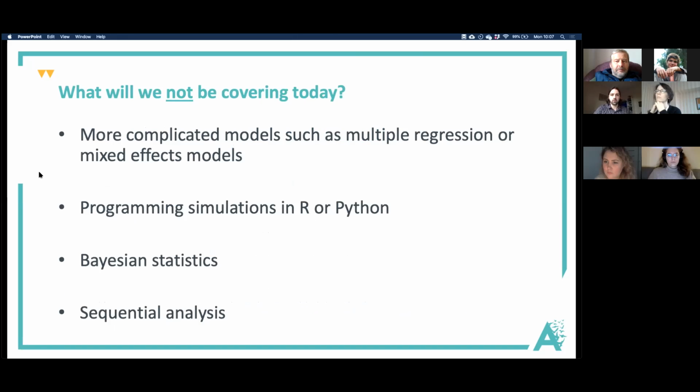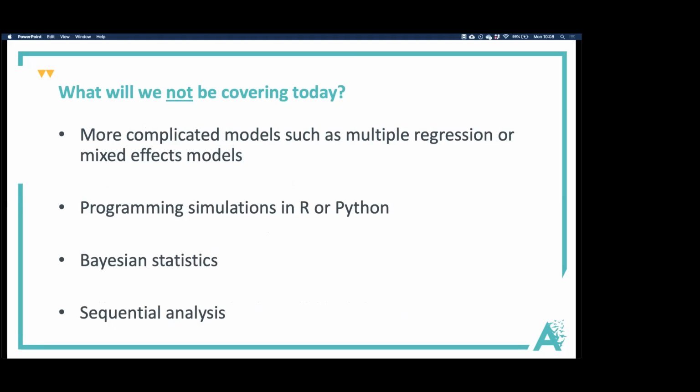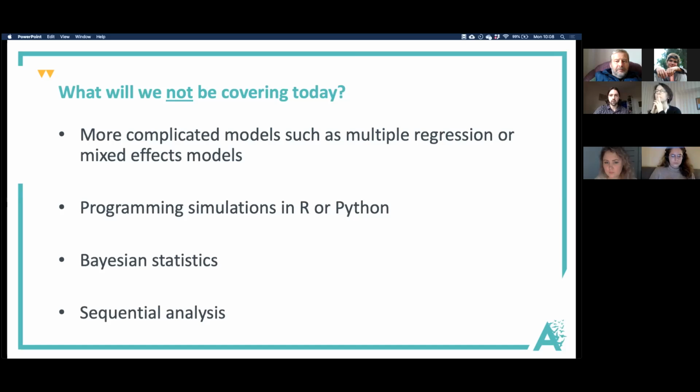What we're not going to be covering, just because I wasn't 100% sure what level people were coming into it at, is more complicated models. I'm going to focus more on the concepts and being able to apply the power analysis procedure to something relatively straightforward, very accessible. And then the idea is that hopefully you can take these skills and apply them to more complicated models. So we're not going to talk about it specifically today.